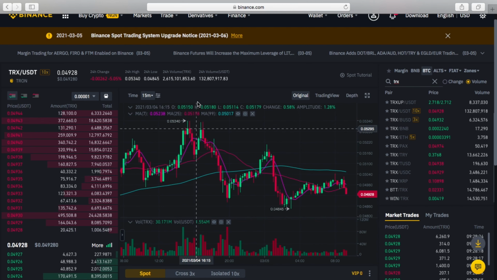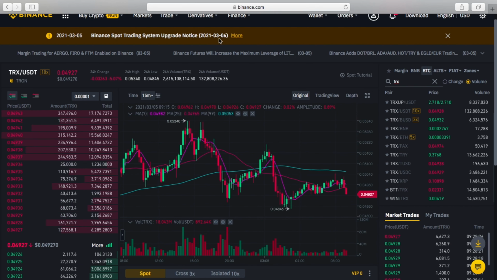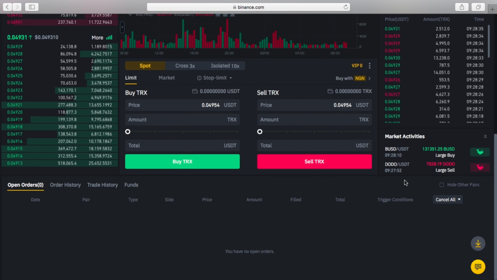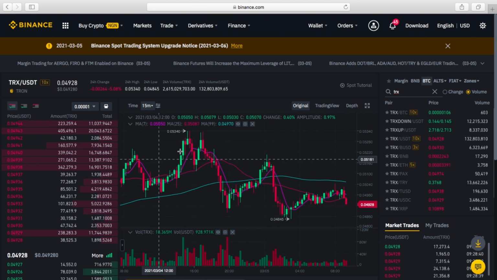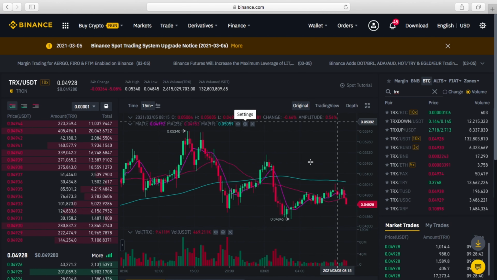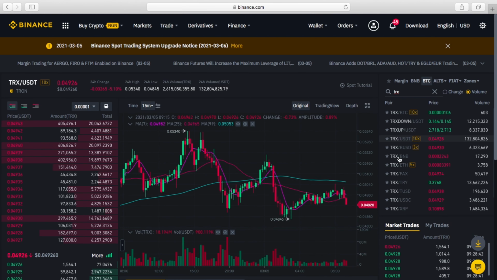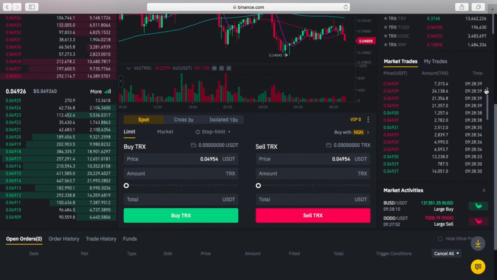So you see the Binance spot trading system upgrade notice. If you click on this, you would see, but this doesn't really happen. I just came online today and saw this. So maybe Binance is about to do an upgrade, and I don't know what to expect from that. So this is just how to trade your spot, and very easy. This is your chart, and this is where you can easily swap through other cryptocurrencies you want to buy. The Binance interface made it very easy for everyone to trade spot.